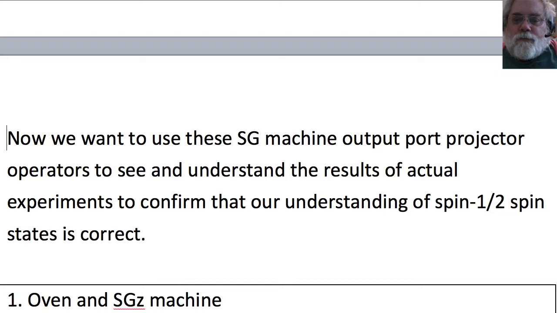Now, we want to use these SG machine output port projector operators to see and understand the results of actual experiments, to confirm that our understanding of spin 1/2 spin states is correct. We're going to go through 9 examples of SG machines and see what our states and our projectors say the experimental result would be, and then I will tell you that actual experimental results agree with that.